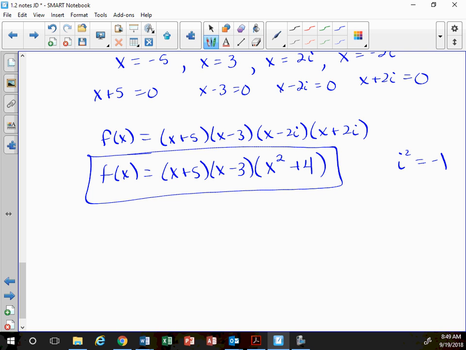Okay. And that's your polynomial in factored form with real coefficients. Does that make sense, where I want you to go with that? That's where I want you to stop. Okay.